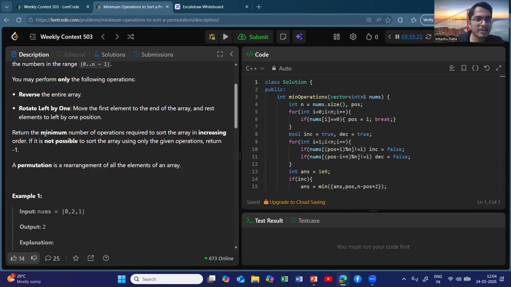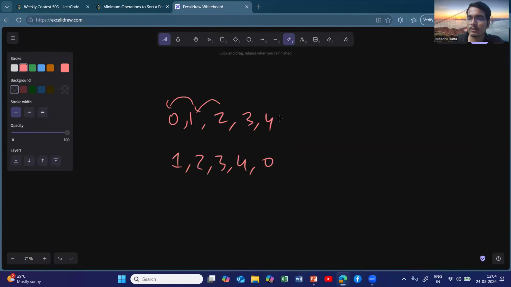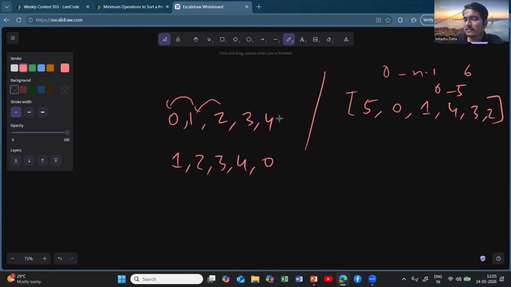Return the minimum number of operations required to sort the array in increasing order. If it is not possible to sort the array, return -1. So as you can see, whatever array will be given to you, only 0 to n-1 will be present. So if it's an array of length 6, only 0 to 5 will be present in some random order. Maybe 5 is present first, then 0, then let's say 1, then 4, then 3, then 2, something like this. Okay, so any permutation, this means permutation, right? So for an array of length n, 0 to n-1 will only be present in this array.